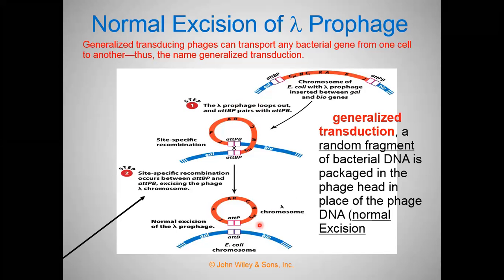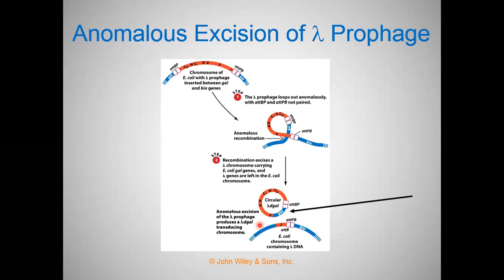Sometimes during generalized transduction, a random fragment of the bacterial DNA is packaged in the phage head in place of phage DNA. Anomalous excision of the lambda phage: sometimes the prophage loops out anomalously, and attB and attP are not paired properly.